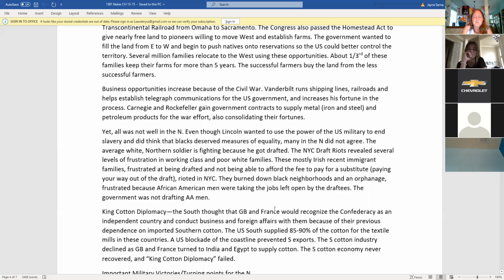And so, yeah, we end up with a lot of farms in the West. And other business opportunities that seem to develop during this time period have to do with the Civil War. So a couple of really famous dudes make a bunch of money. Cornelius Vanderbilt runs steamship lines, railroads, helps build telegraph lines, usually along the railroad lines, dramatically increases his fortune. Also, I think his oldest son dies in the Civil War, which makes him sad, as it should. Andrew Carnegie and John Rockefeller will gain some government contracts to supply metal, iron and steel, and petroleum products for Rockefeller during the war, and that will also enhance their fortunes. So more people making money.